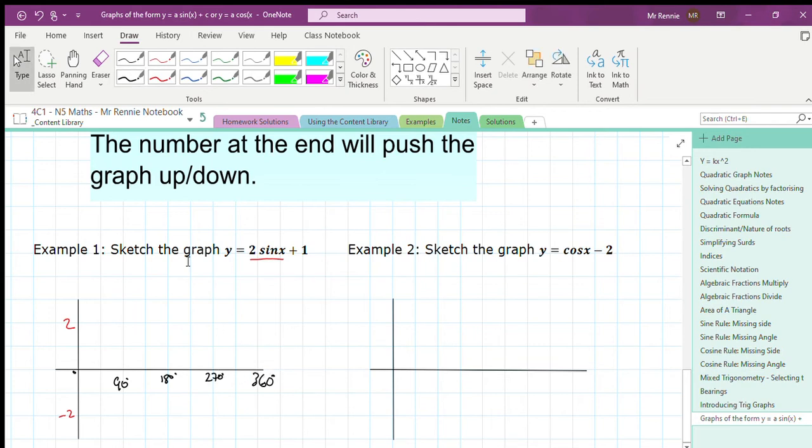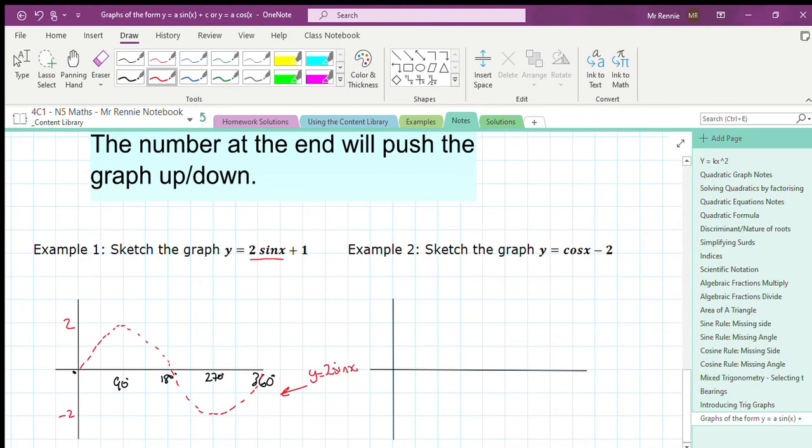Now I'm going to draw my sine curve, dashed, and it's 2 sin x, so my heights are at 2 and negative 2. It starts at 0, goes up, curves back down to 0 at 180, goes down to negative 2 at 270, then back up to 0 at 360. So that is my curve there, y equals 2 sin x.